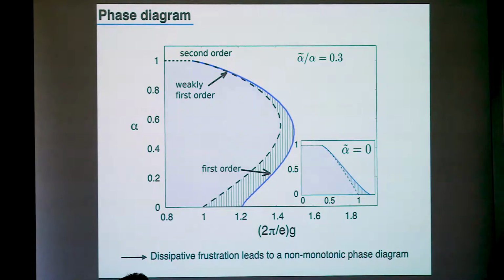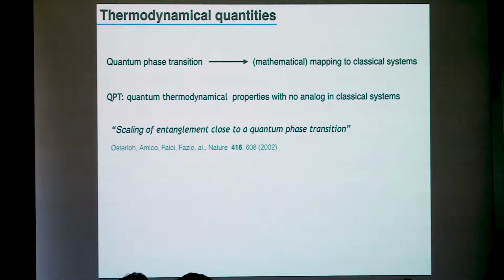between your superconducting islands. Okay, then, as a last point, this is a very interesting fact, but we want to understand other features. As I told you at the beginning, the quantum phase transition can be understood via a mathematical mapping to a classical system from D to D plus 1 dimensions. But in reality, in the quantum system, we have additional features, additional thermodynamic or quantum properties, which do not have any analog in a classical system.